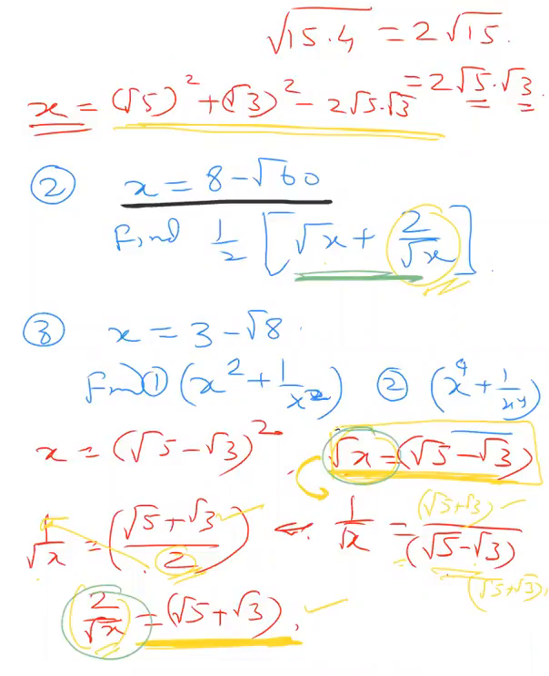अगर दोनों का सम होगा तो root 3 will be cancelled out. Root 5 is 2 root 5. So this is coming as 1 by 2 into 2 root 5. 2 cancel out. Root 5 is the answer. Is it okay? Is it okay, sir?